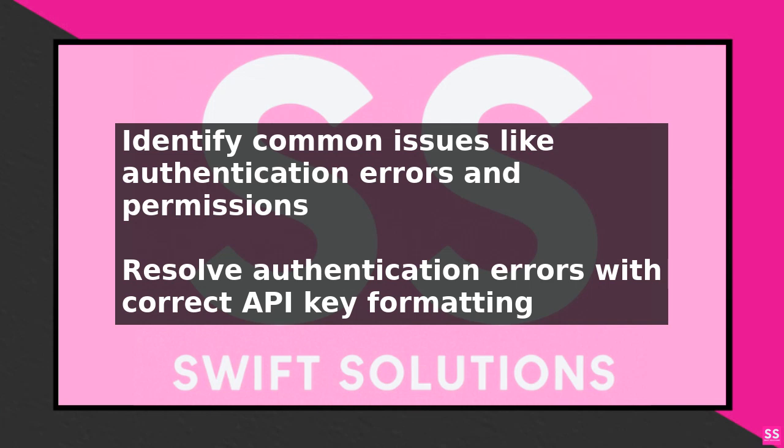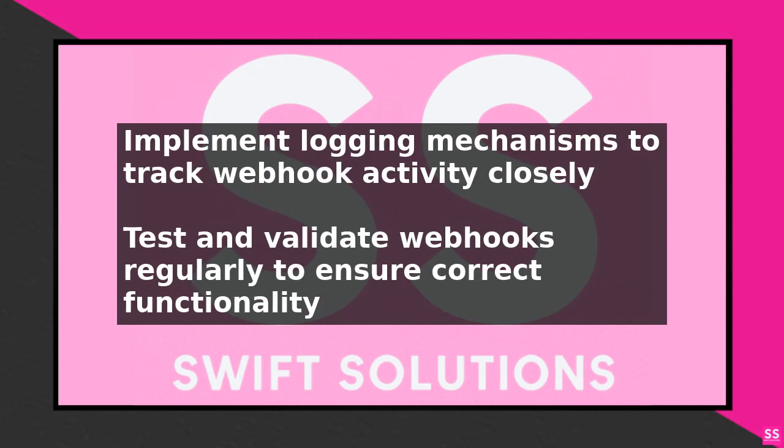Best practices for troubleshooting Build.com API webhooks include logging and monitoring webhook requests and responses. Implement logging mechanisms to track webhook activity and identify patterns or issues. Monitor webhook performance and adjust configurations as needed to optimize performance.